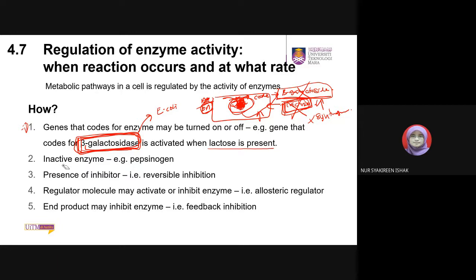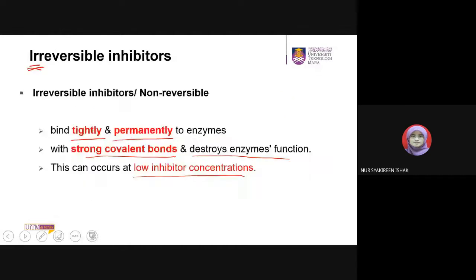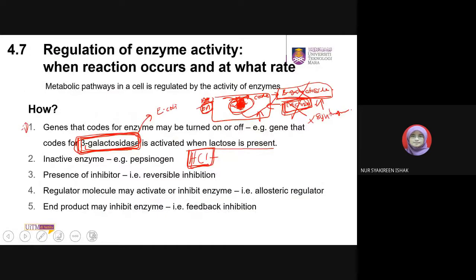Okay, such as for example pepsinogen. Your stomach contains HCl, hydrochloric acid, HCl kan. Why does the stomach need to produce HCl? The presence of this HCl will activate the enzyme pepsinogen into pepsin.